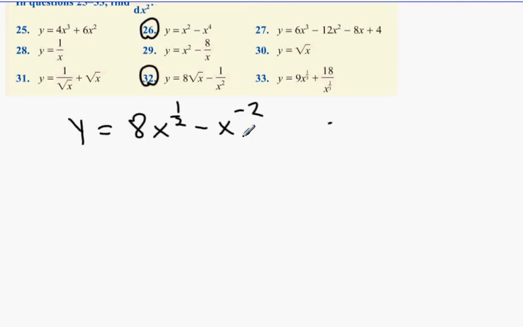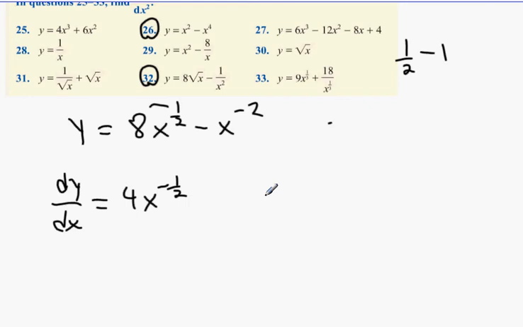That's your first stage of prep. Now that all the powers are on top and you have no more fractions, you can now differentiate. Differentiate the first time, you're going to get a half times 8, 4, a half minus 1, minus a half minus 1 times minus 2, plus 2, take away 1 from the power, minus 3.